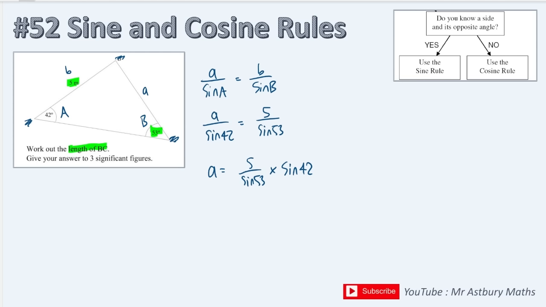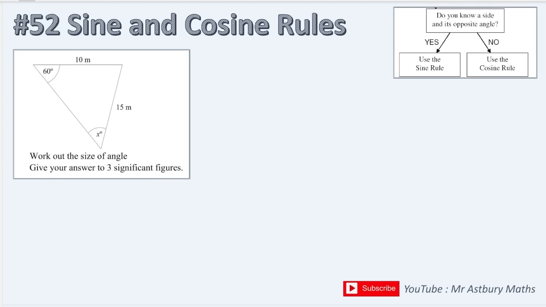And that gives me 4.19 meters. Lovely. Okay, next question. Do I have that angle and a side opposite? Yes, I do. And this time I'm trying to work out the size of an angle.